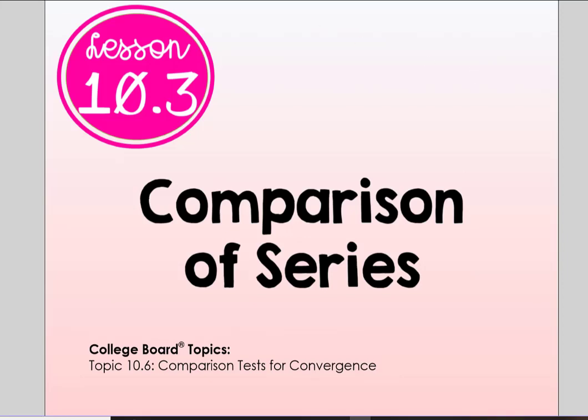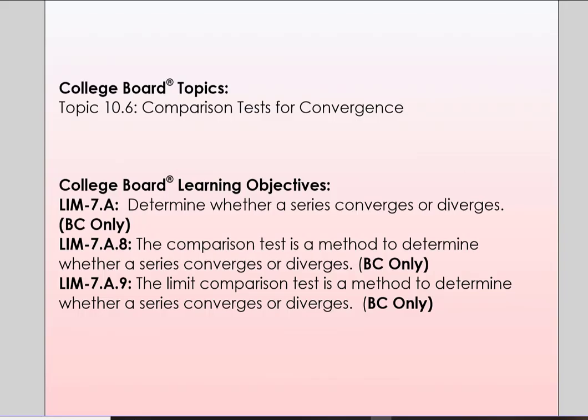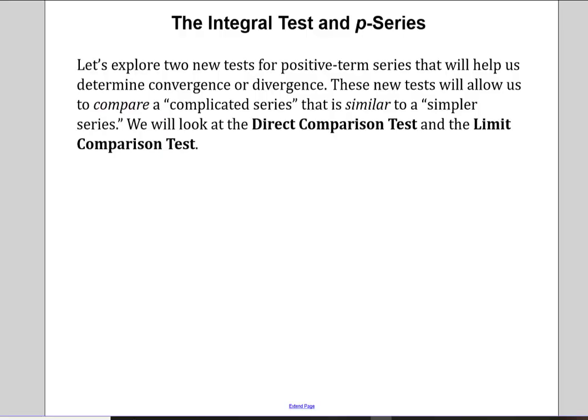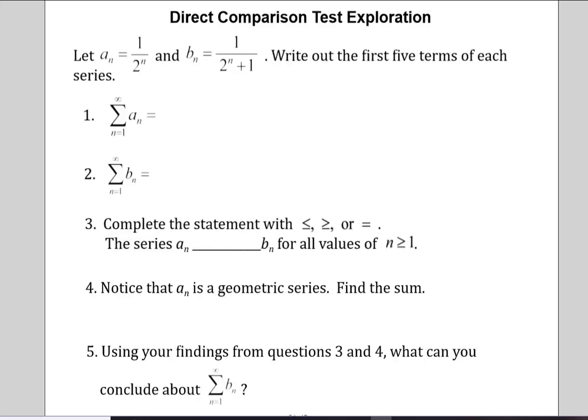This is lesson 3. We're going to look at comparison of series using 2 different tests today. We're going to talk about the direct comparison test and the limit comparison test. These new tests will allow us to compare a complicated series with a simpler series. And we need to be aware that the terms in the series have to be positive term series. So let's jump in with our first example.